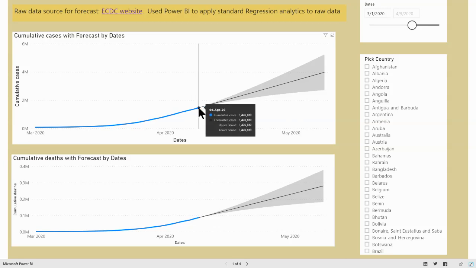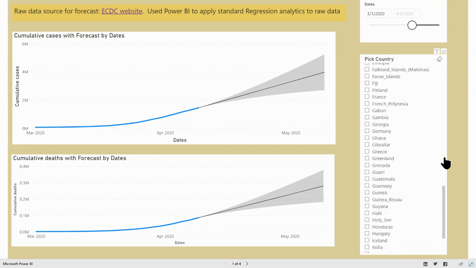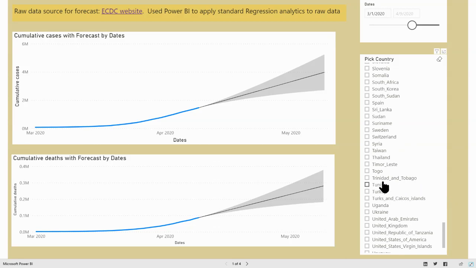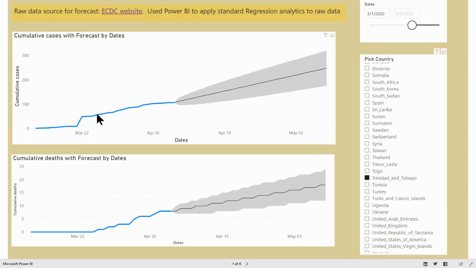Unfortunately, today, which is the 9th, which is based on yesterday's data, the number of cases is actually 1.5 million or thereabouts. If we wanted to look at the cases for a specific country and the forecast, because these figures here are global, we could go to the slicer to the right where it says pick country and then choose the country we're interested in. So you could choose, in our case, probably Trinidad and Tobago.